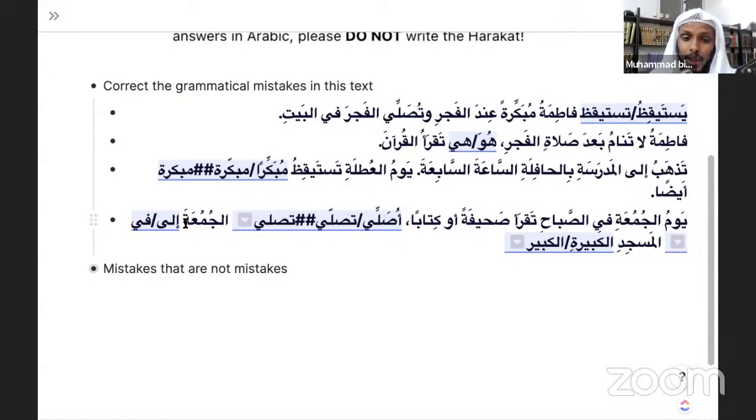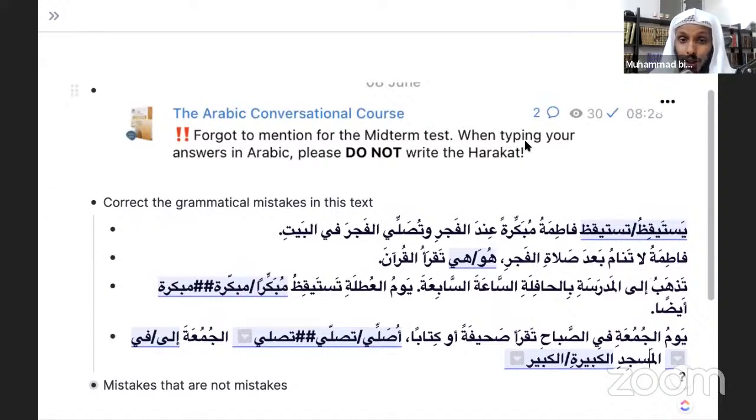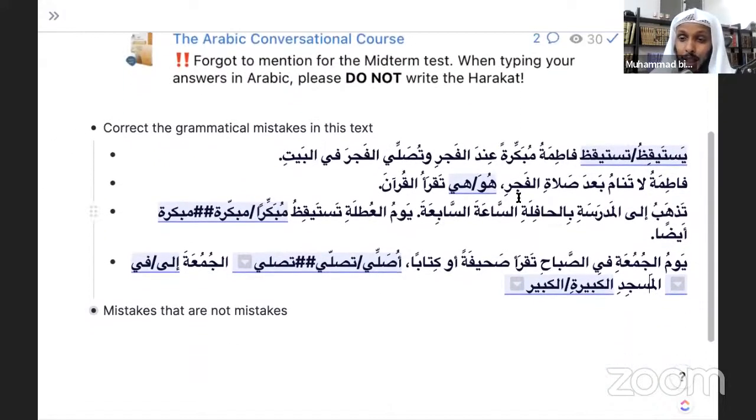So أصلي الجمعة في المسجد الكبيرة. Another mistake. الكبيرة وتاء مربوطة. لا. في المسجد الكبير. Masjid is masculine. So the sifa also has to be masculine. في المسجد الكبير. I'm sure a lot of you are kicking yourselves being like, how did I miss out on that? How did I not notice that?